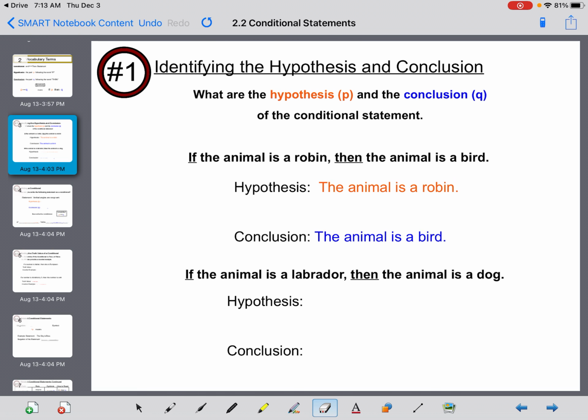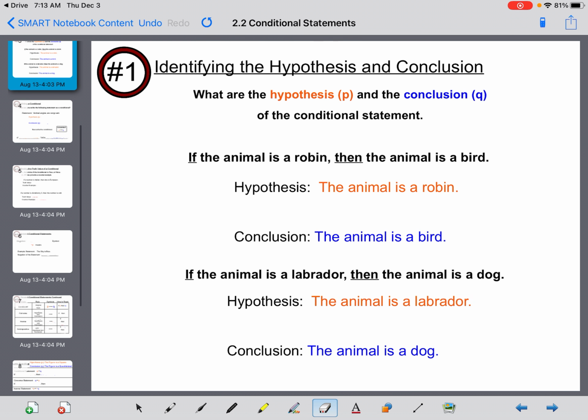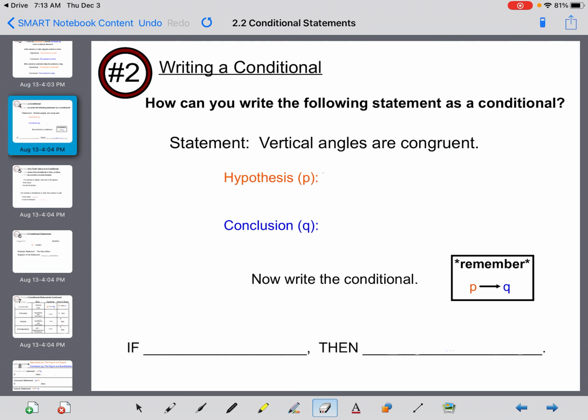All right, so why don't you take a second, pause the video, and try the next one, and then resume to check your accuracy. If the animal is a Labrador, then the animal is a dog. Hypothesis, the animal is a Labrador. Conclusion, the animal is a dog. Okay, pretty straightforward.